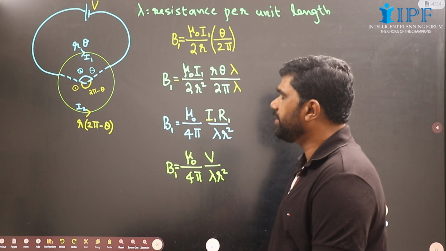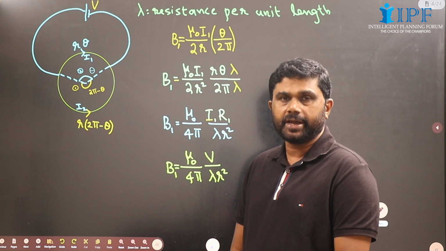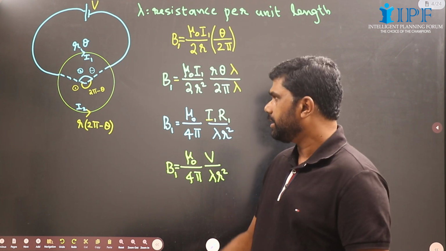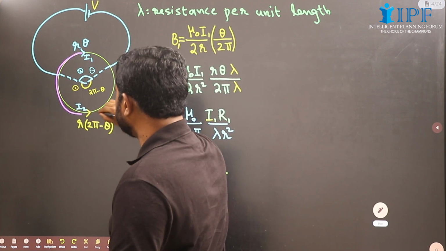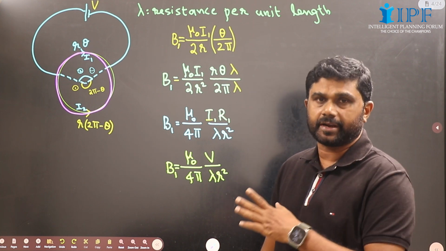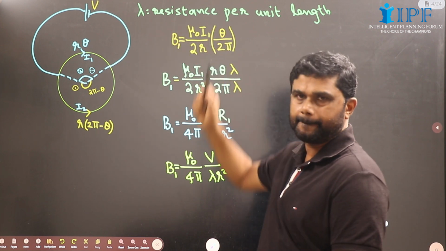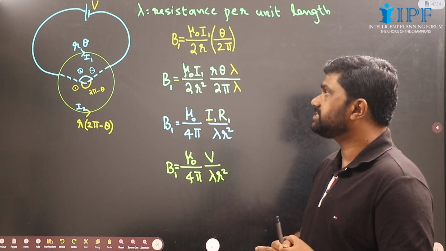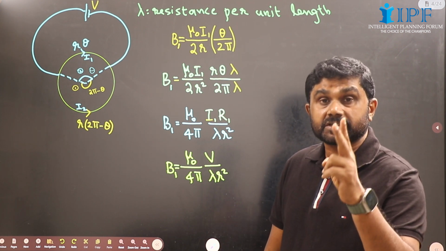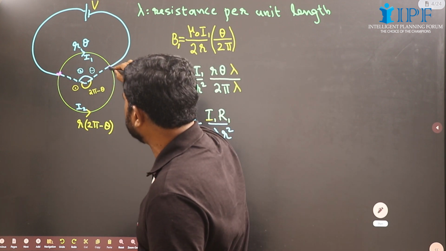Now children, we have a circular loop of radius small r, made from a uniform resistance wire. See, this is the circular loop. It is made from a uniform resistance wire, and the resistance per unit length is lambda. Now I have connected a cell of voltage capital V across two arbitrary points, one is this one and the other is this one.